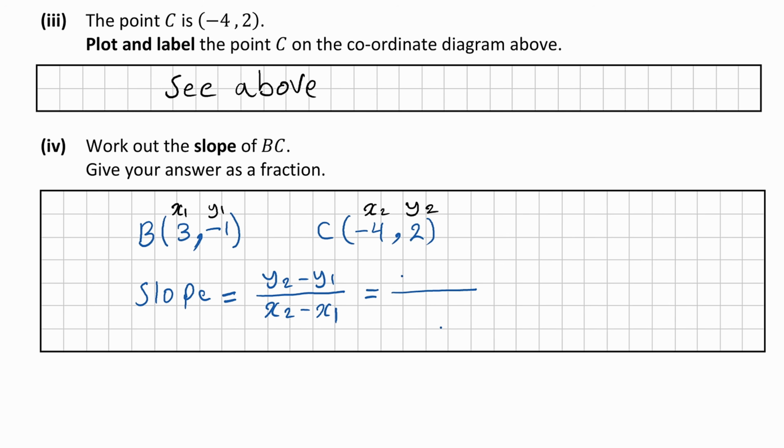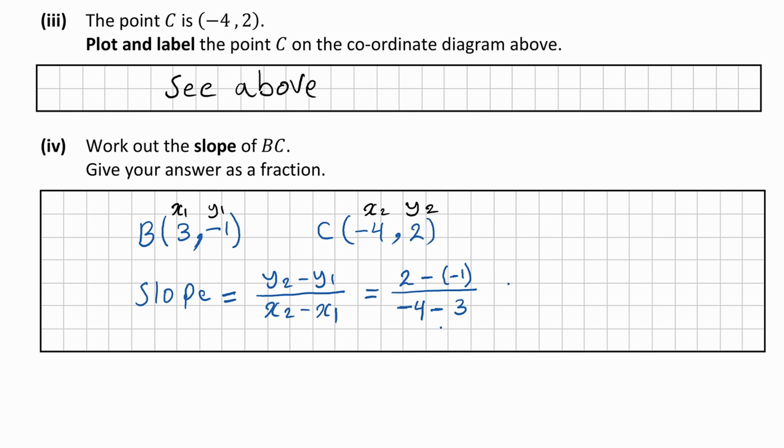y2 is 2, then we take away y1. The y1 is -1. Remember that we need to take the value of the y-axis coordinate with its sign, so -1. And here x2 is -4, and then we take away x1. x1 is 3.